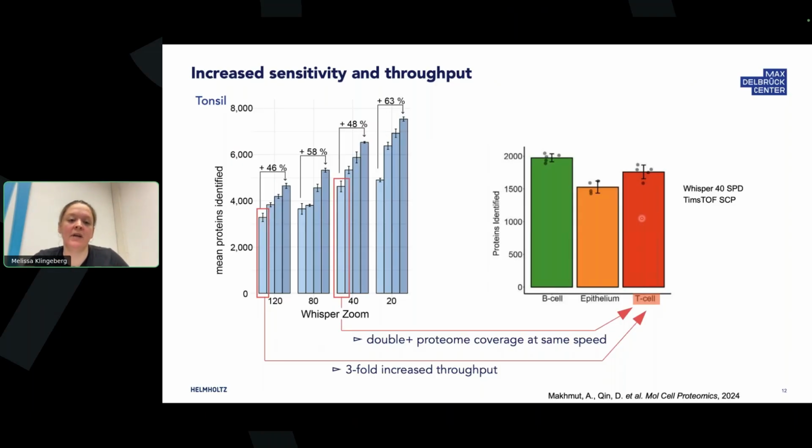And this is really the combination of these very sensitive sample preparation methods, the really good Whisper Zoom methods that we're using here, and also the super sensitive mass spectrometers. So it is nice to see how the field develops so quickly.